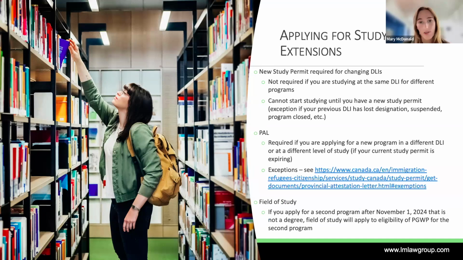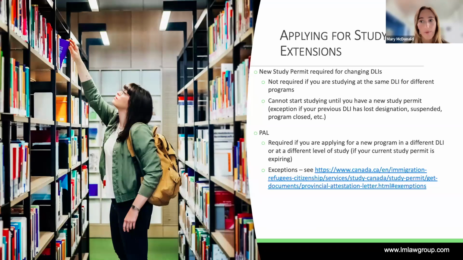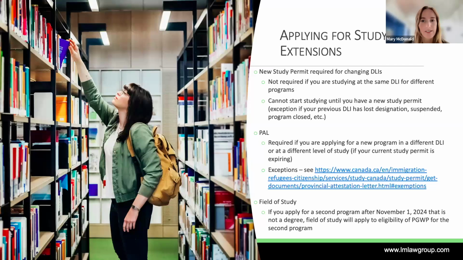The IRCC has also introduced the provincial attestation letter requirement, or the PAL, and that came in the last 2 years or so. But it's a bit confusing about when you need a PAL or when you don't need a PAL with these study permit extensions. So you do need a PAL if you're applying for a new program at a different DLI, and the new PAL would need to be submitted with your new study permit application. You also need a new PAL if you're staying at the same school but changing your level of study and your initial study permit is expiring. So if you have to apply for an extension and you're in a new program at the same school, you do need a PAL. And there are some important exceptions to who needs a PAL.